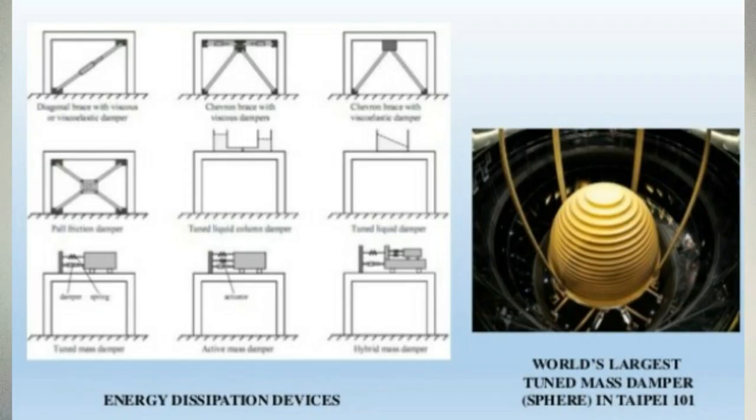Seismic dampers. Seismic dampers are used in place of structural elements like diagonal braces for controlling damage in the building. It partly absorbs the seismic energy and reduces the motion of the building.